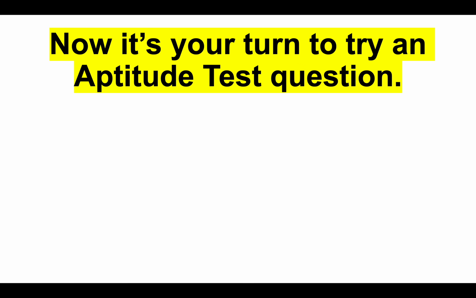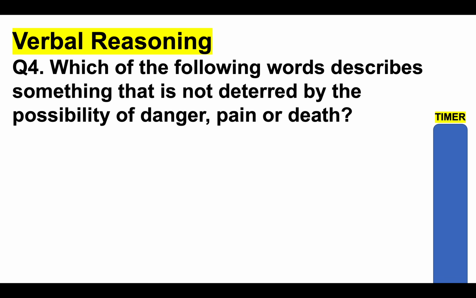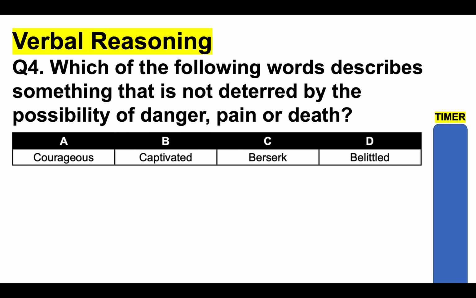So now it's your turn to try a verbal reasoning aptitude test question. Please put your answer to question 4 in the comments section below the video for marking. Thank you. Which of the following words describes something that is not deterred by the possibility of danger, pain, or death? Is it A, courageous, B, captivated, C, berserk, or D, belittled? Here's the timer.